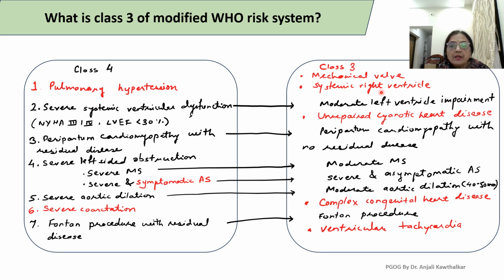Systemic right ventricle, that means whenever there is a right ventricular failure, it is class 3. Complex congenital heart disease is class 3, and congenital heart disease associated with cyanosis, cyanotic heart disease, is also class 3, and ventricular tachycardia is class 3. So if we remember this way, these 6 conditions are related to class 4 and the remaining are 2-3 conditions which are peculiar for class 3. It becomes easier to remember this class 3 of this modified WHO risk system.